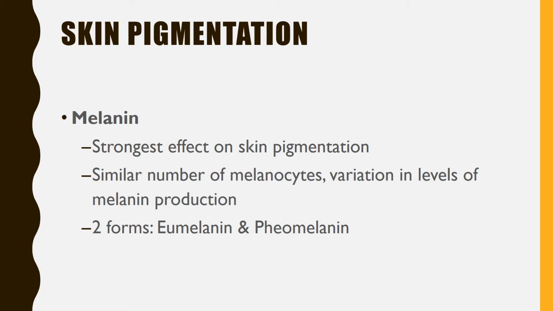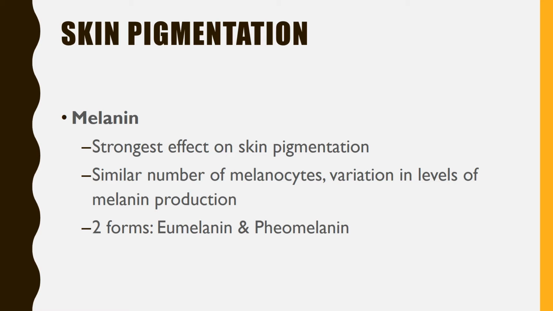Melanocytes are the cells that produce melanin. So people with different skin colors have a similar number of melanocytes, but the variation in the color is actually due to the amount of pigment that's produced by the cells. So some melanocytes in some individuals will produce more and some will produce less. Melanin as a pigment has a dark brown black color. So the denser or more compacted the melanin becomes, the darker the skin becomes.